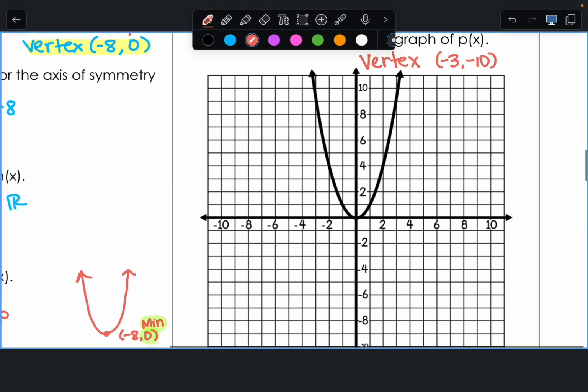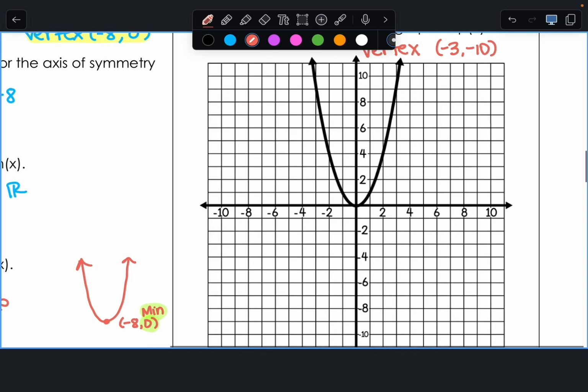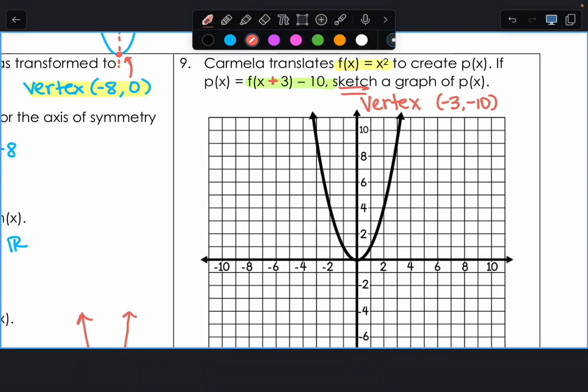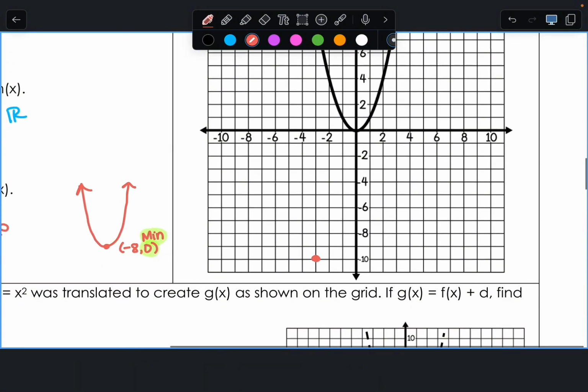What you should have done is graphed -3, -10, right? And it's asking for a what? A sketch. So since it's a sketch, it's still a what shape? A U shape.